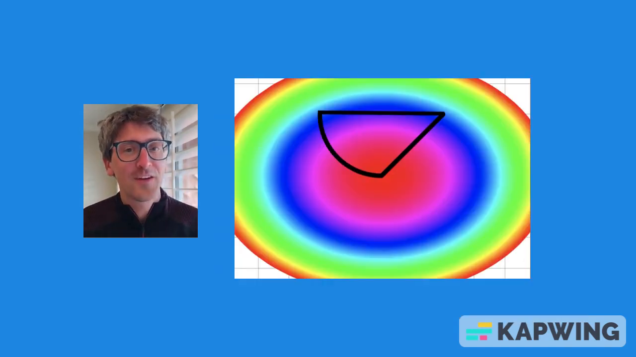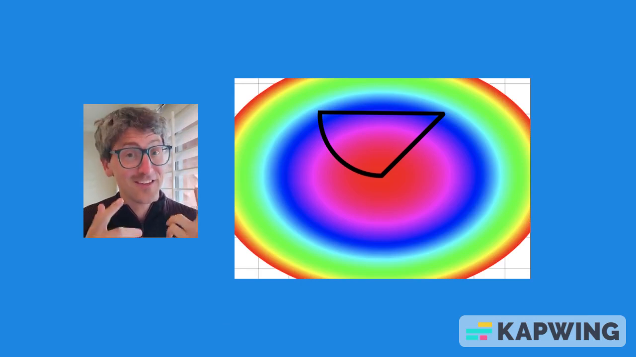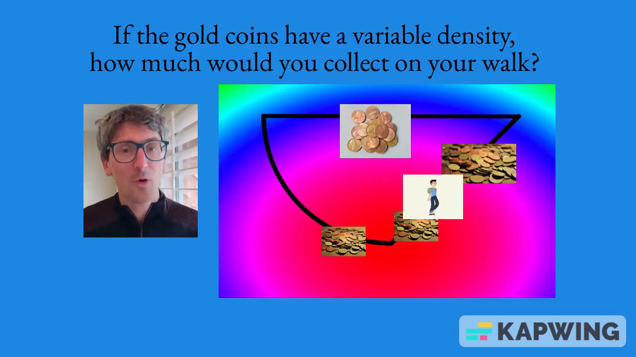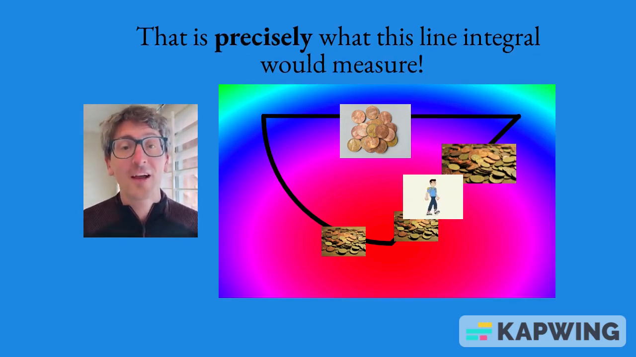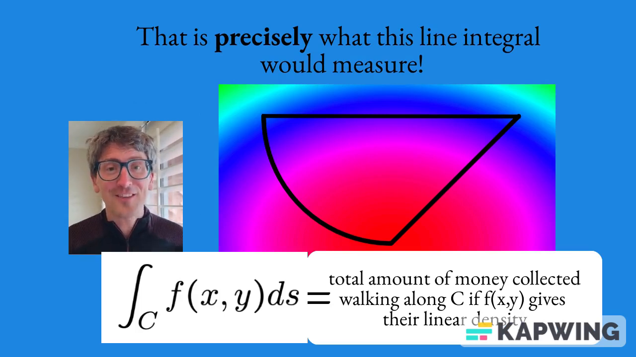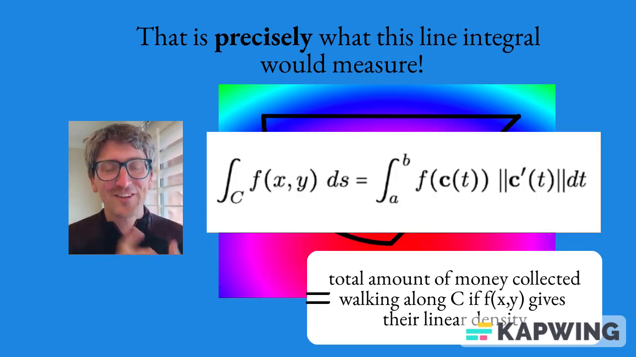But what if there was a variable density, like in this heat map here? So what if some parts of your walk are more dense with coins and others were maybe sparser? Well, then what we would have to do is we'd have to add up the different densities along the path that we go along. And that's exactly what this line integral would do in this case. How do you calculate them? Well, there are some formulas. Here's one of them that you'll learn in a calculus class. But I think what's most important is this intrinsic meaning.